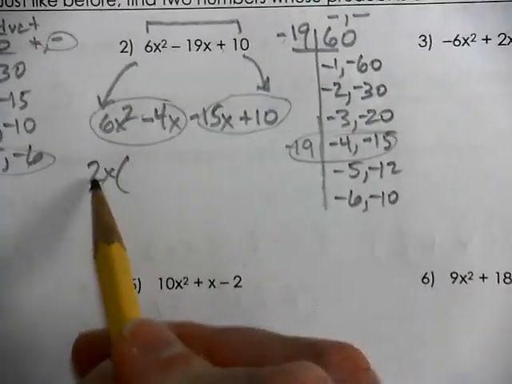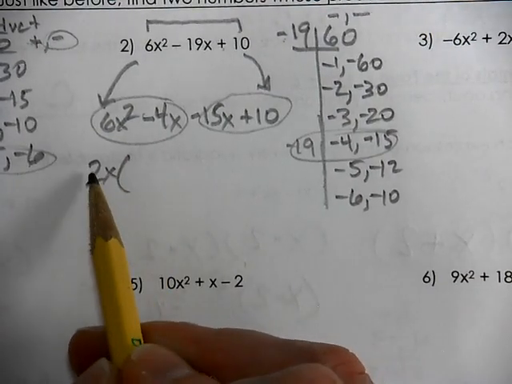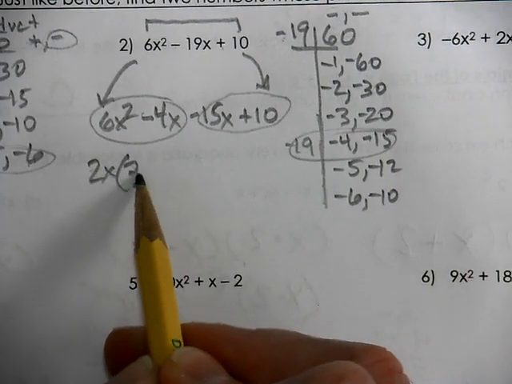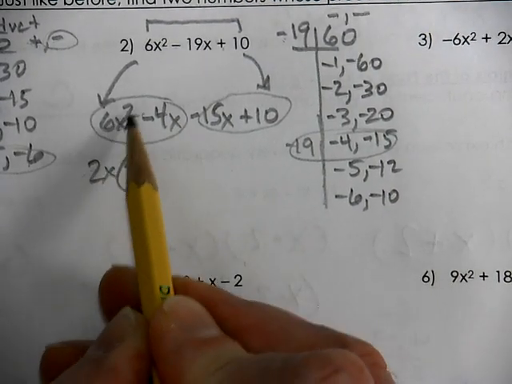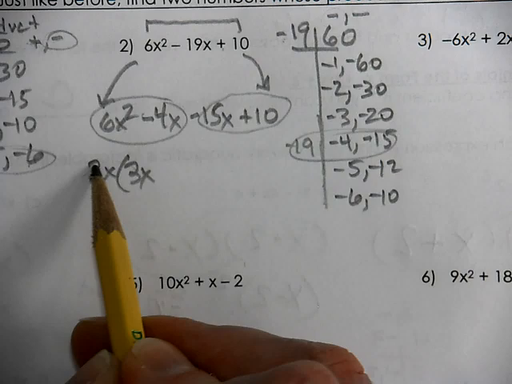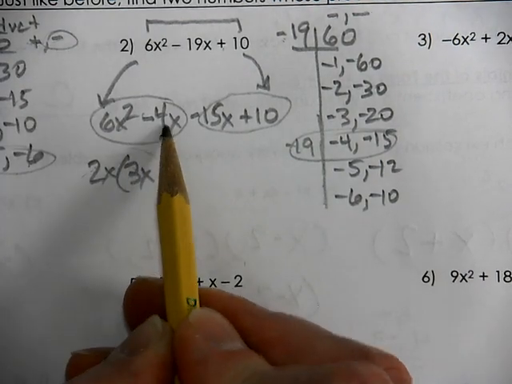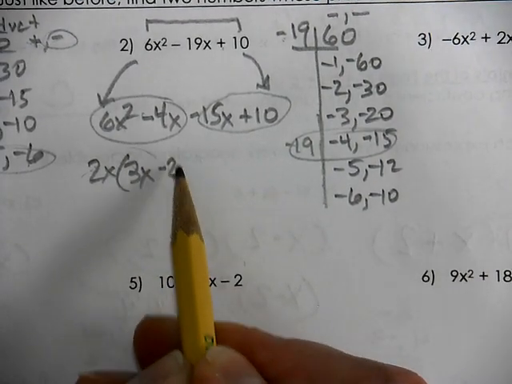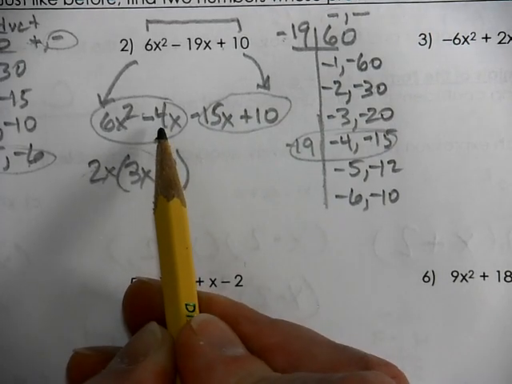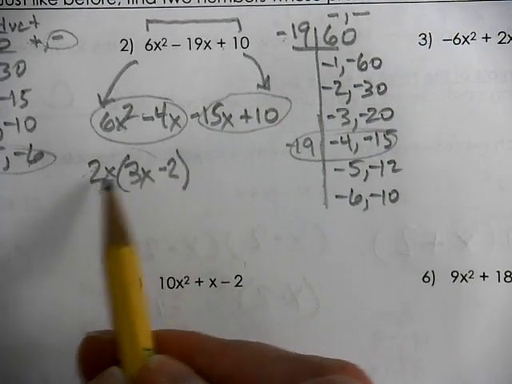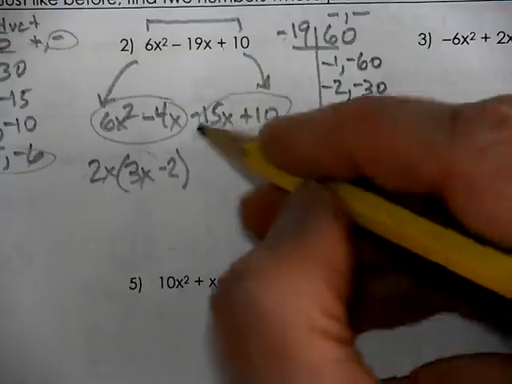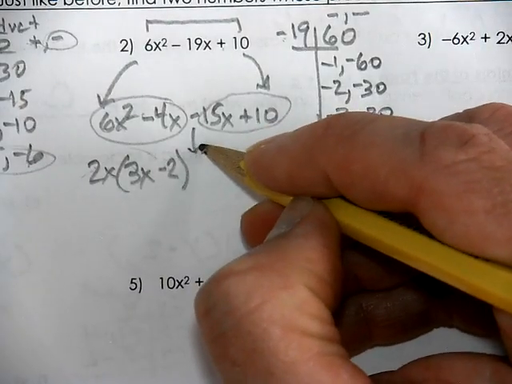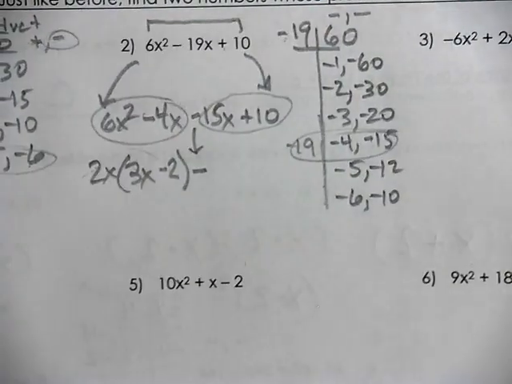2x. What's going to be left over? 2 times 3x makes 6x squared. And 2x times negative 2 makes negative 4. So that's the values that go in there. Drop down your sign. Always drop that sign down.